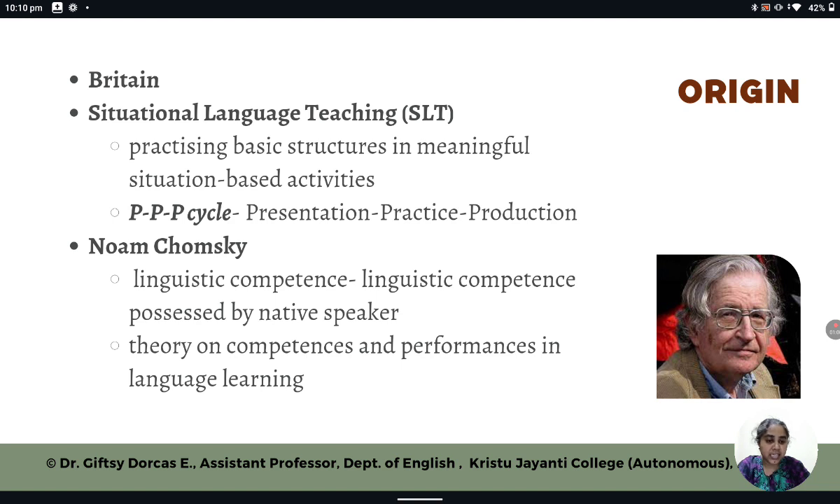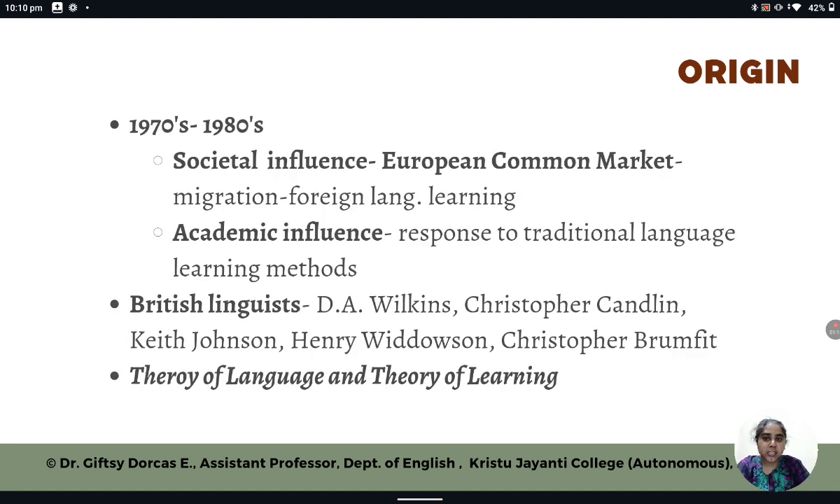work around this method. So the background to this method was that in the 1970s and 80s, two important social changes happened. One was the societal influence, which was that a lot of migration was happening towards Europe, and many people were moving towards Europe. So there arose a need for learning foreign languages. And the second was the influence of academics.